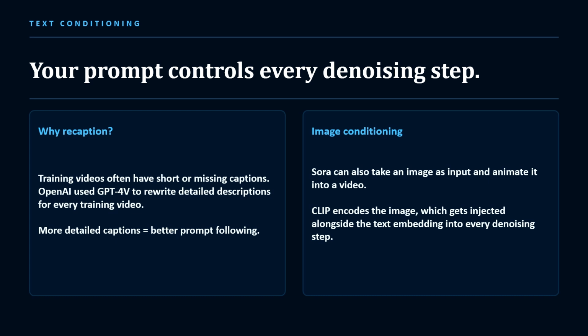But here's something interesting. Training videos often have short or missing captions, so OpenAI used GPT-4V to write detailed descriptions for every training video. More detailed captions means better prompt following. And Sora can also take an image as input. CLIP encodes it and it gets injected alongside your text.